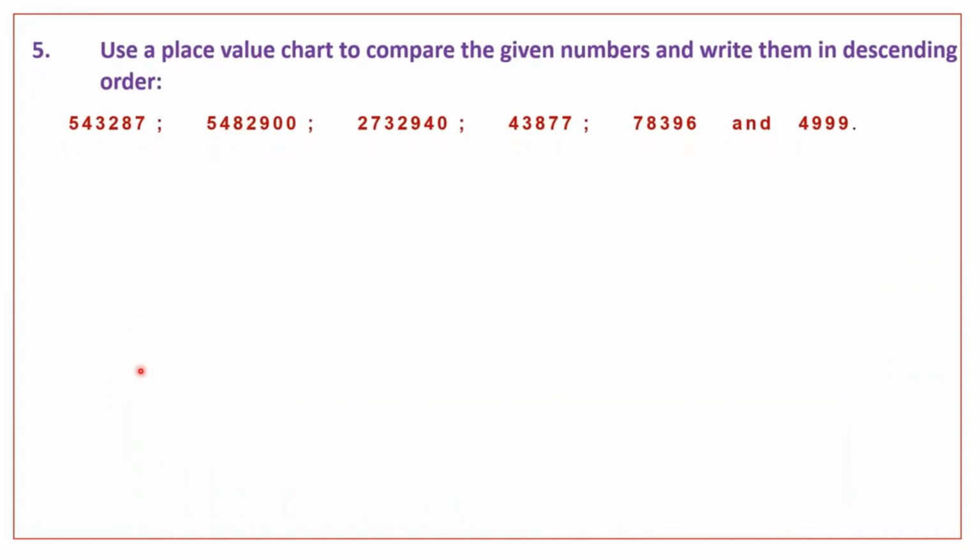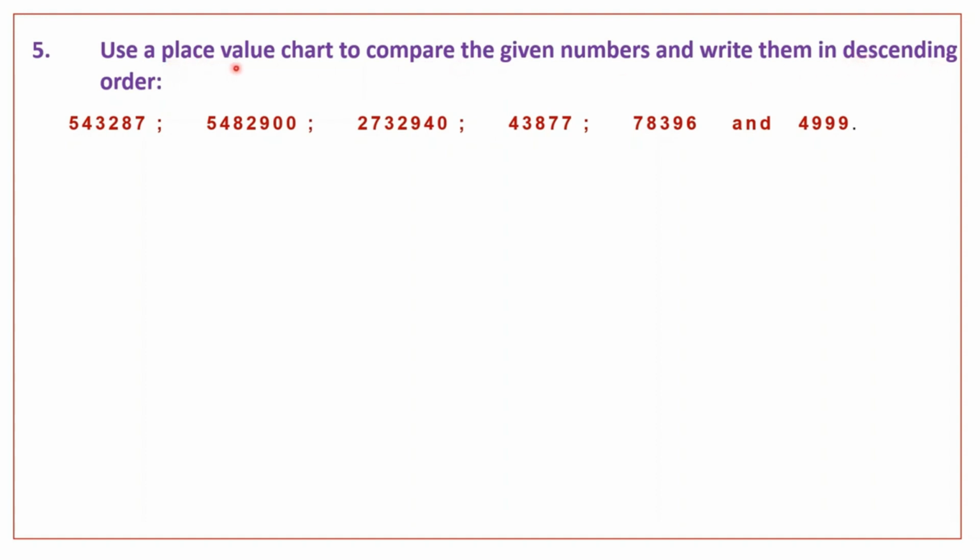Question 5. Use a place value chart to compare the given numbers and write them in descending order. So we have numbers given, we have to put them in a place value chart. So the first step is to draw a place value chart. Then we have to place all the numbers there, compare it and write a final answer in descending order.